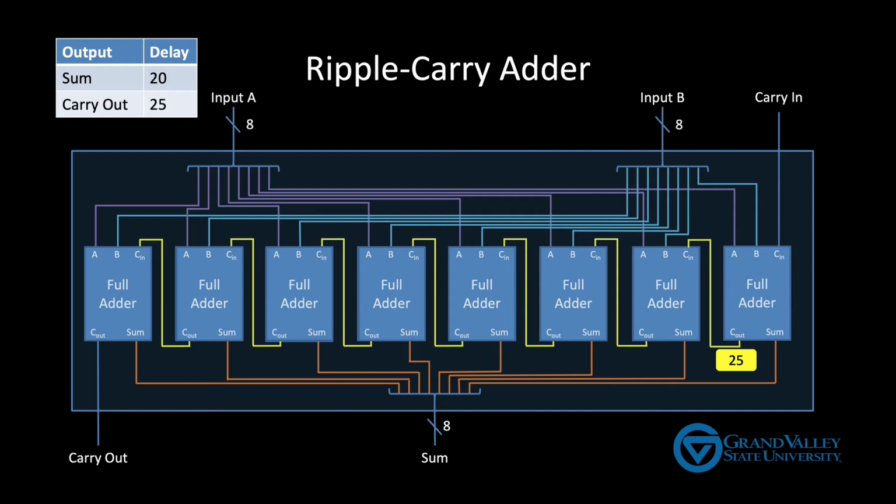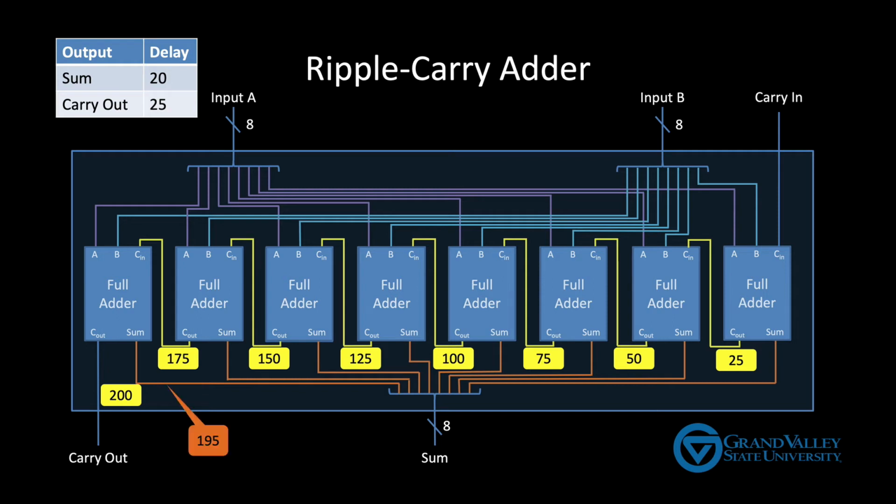Anyway, because that carry out is an input to the next full adder, as soon as it changes, we have to wait another 25 nanoseconds for the carry out for the second adder to be ready, which means it's not ready until 50 nanoseconds after the external inputs change. The third carry out is ready another 25 nanoseconds after that, and then the fourth, fifth, sixth, and so on. The seventh carry out is ready at time 175, and finally, the last carry out is ready 200 nanoseconds after the external inputs change. Notice also that the most significant output bit is ready at time 195, 20 nanoseconds after the seventh carry out bit is ready.